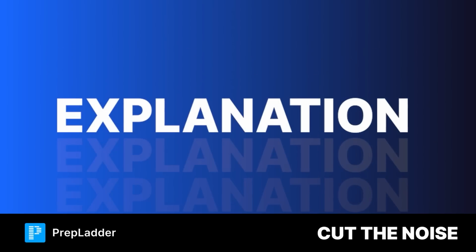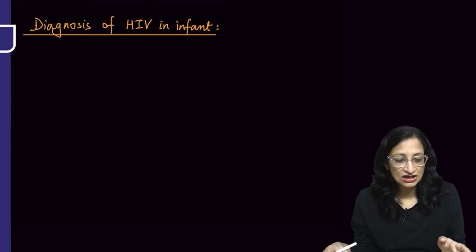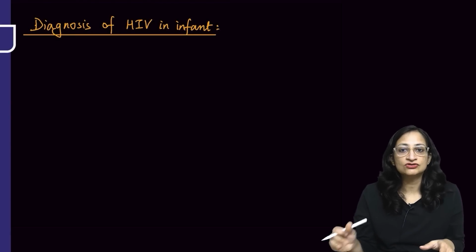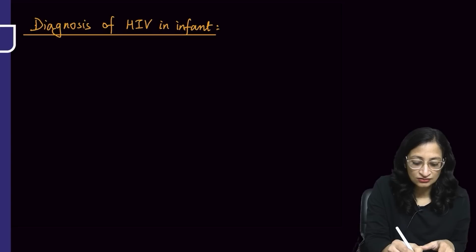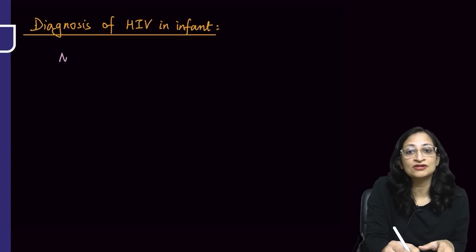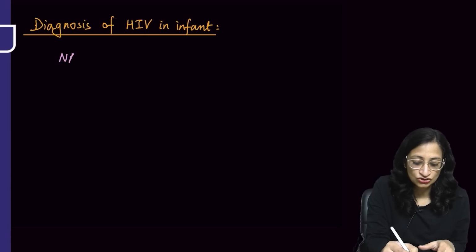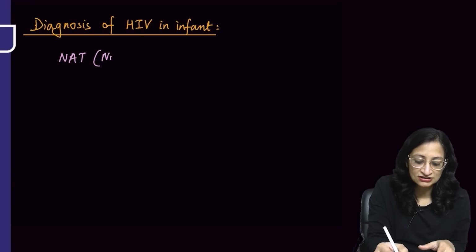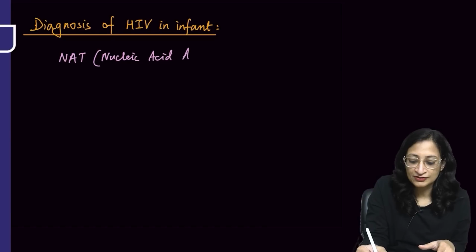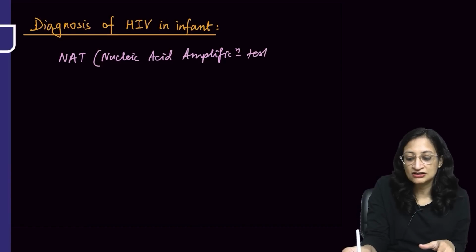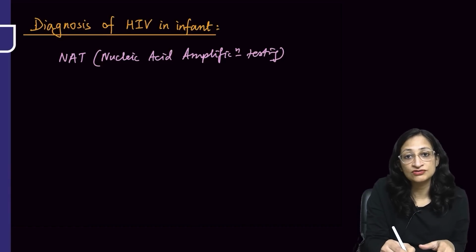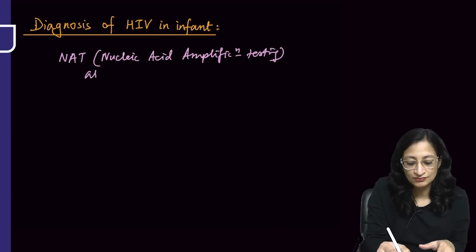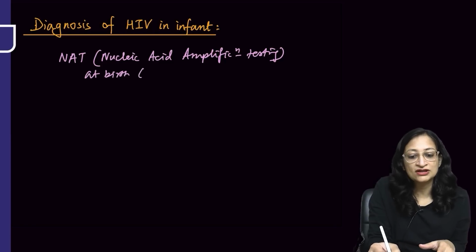Here's the explanation. So how do you diagnose HIV in infants? Nowadays, diagnosis of infants can be done by nucleic acid amplification test at birth. So you can do NAT, or nucleic acid amplification testing. It is ideally to be done at birth or within 2 days of birth. Okay, at birth. Within 2 days.